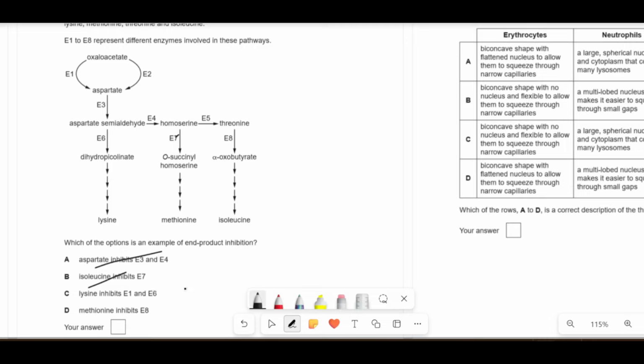So that one's out. Lysine inhibits E1 and E8. Well, if you inhibit E1, then that can't start, so that could be it. And then methionine inhibits E8. Well, no, because then you just wouldn't get that. So it's got to be C.